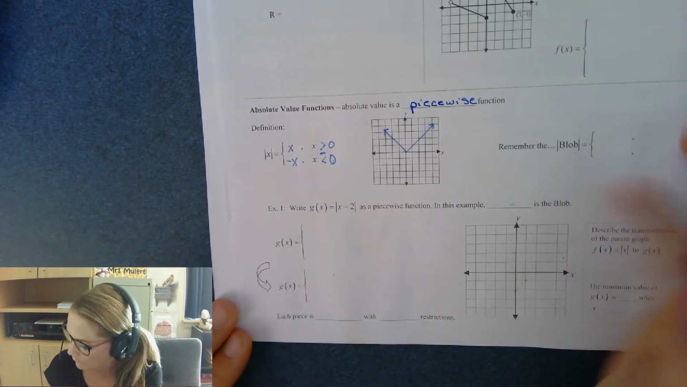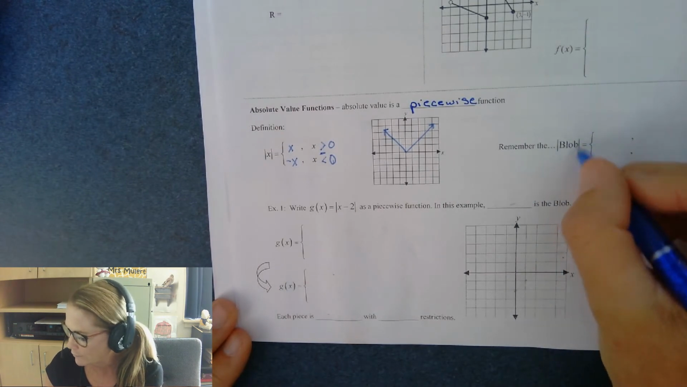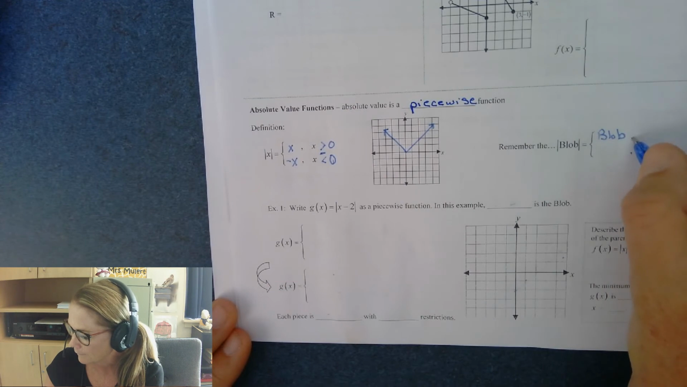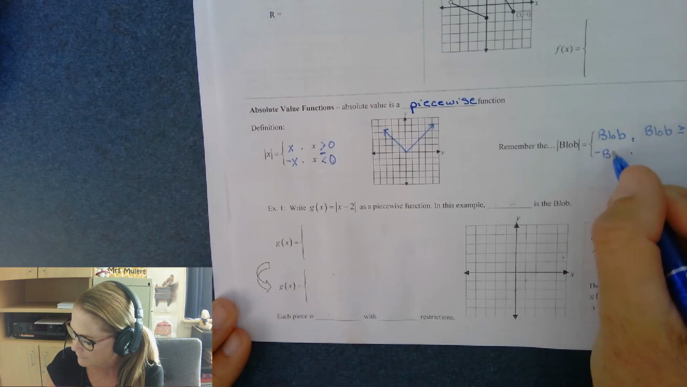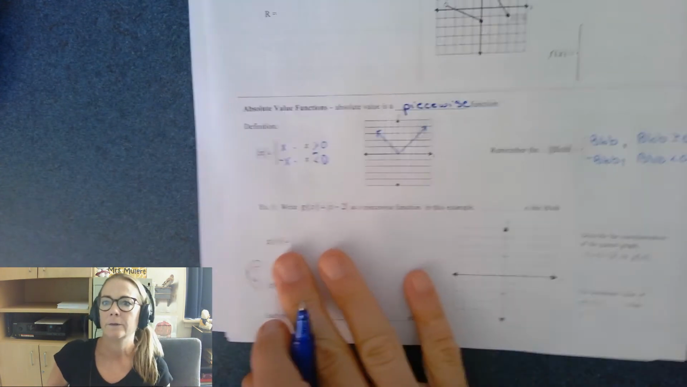All right, and so generally speaking, whatever's in the absolute value, if that blob is positive, the blob comes out as itself for positive values here, and the blob comes out as its opposite for negative values. All right, I know blob's kind of a weird word, but we use it quite a bit here.